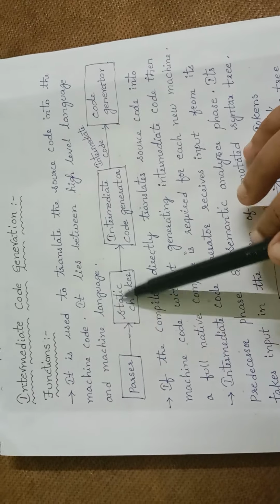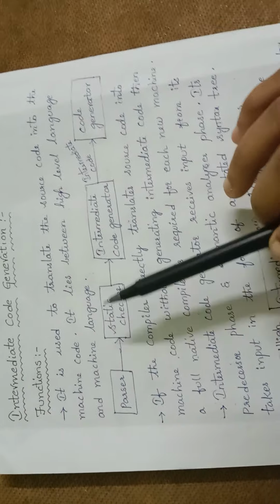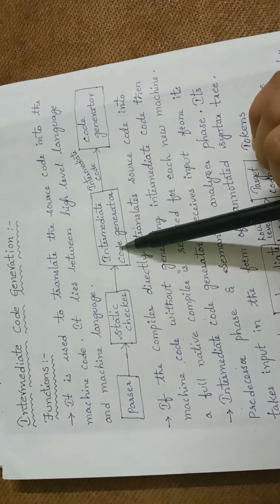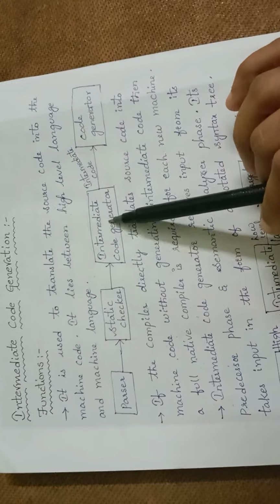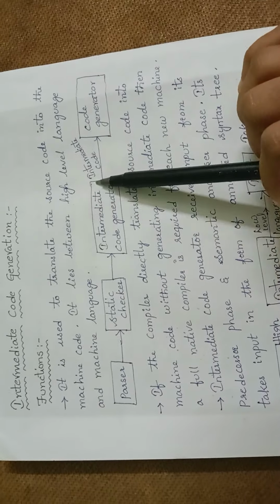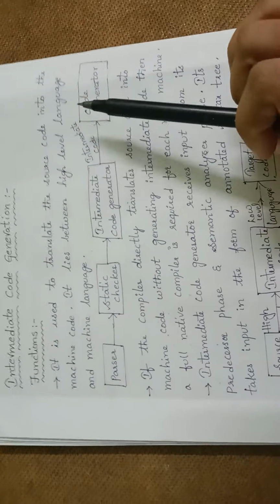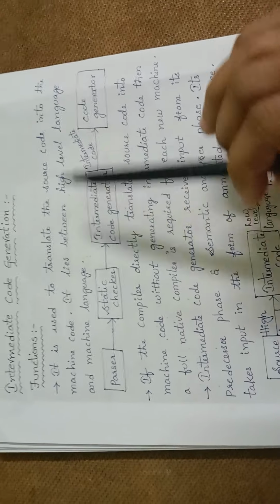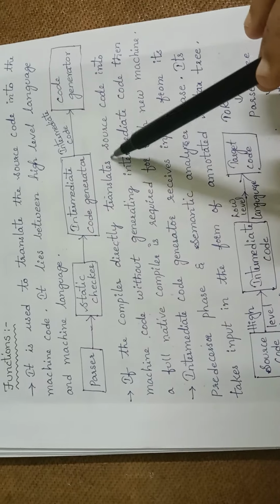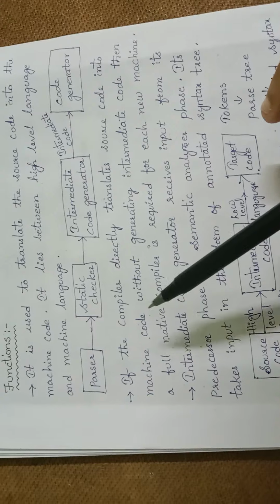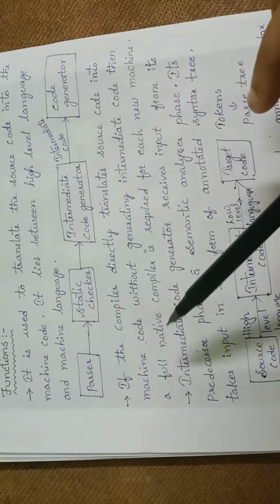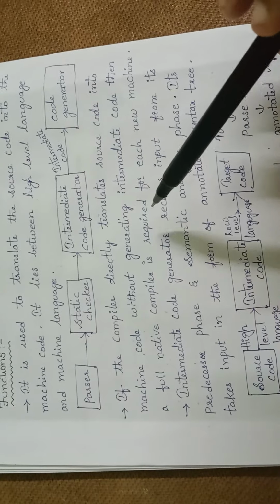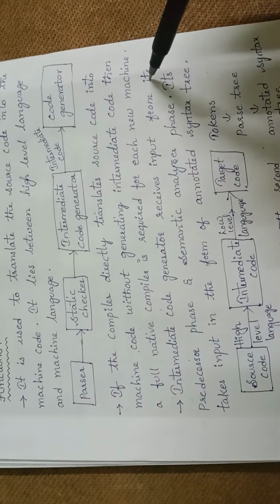The parser output is given as an input to the static checker, and the static checker output is given as an input to the intermediate code generator. The intermediate code generator will generate the intermediate code, and that is given as an input to the code generator. If the compiler directly translates source code into machine code without generating intermediate code, then a full native compiler is required for each new machine.